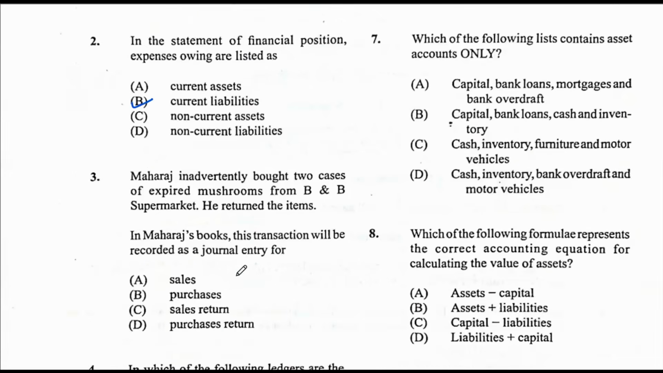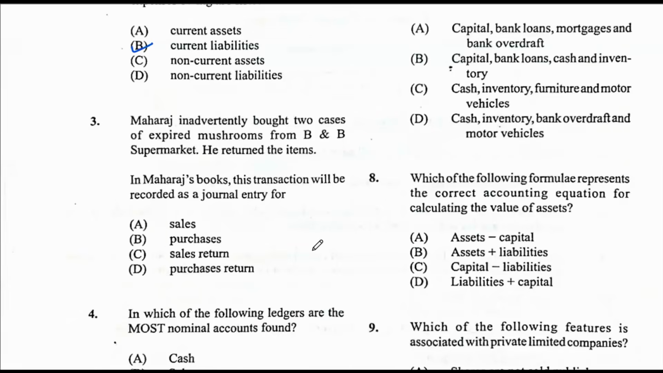Question 3. Mirage inadvertently bought 2 cases of expired mushrooms from B&B supermarket. He returned the items. In Mirage's books, this transaction will be recorded as a journal entry for, well, Mirage is actually purchasing items and he's returning it to the supermarket. So from his perspective, this will be D, purchase returns.